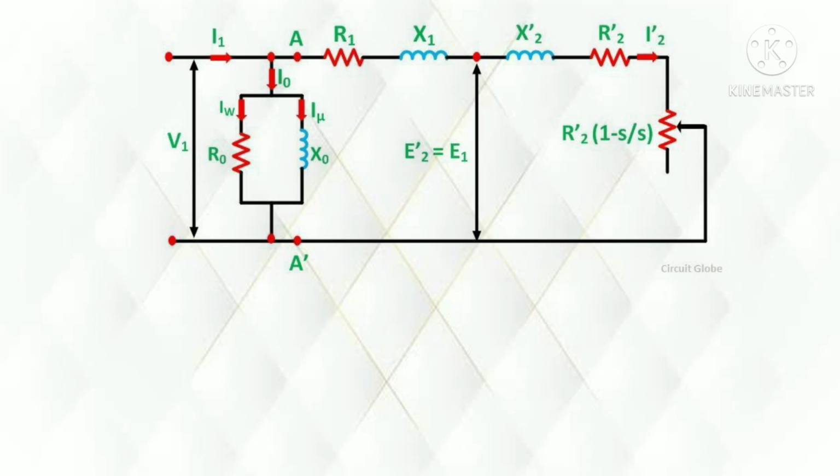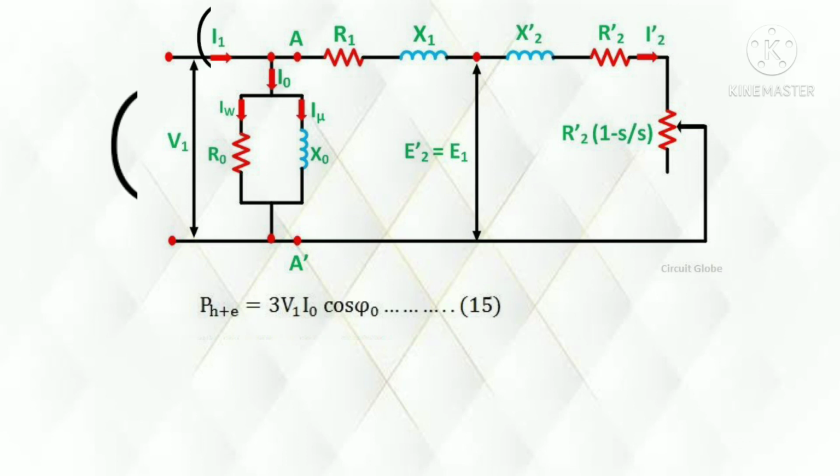Now this core loss is given by 3V1 I naught cos phi naught. This 3 is coming for three phase. We are considering a single phase; if we have to calculate for all three, we have to multiply by 3. V1 is the voltage across the magnetizing component, and I naught is the no load current flowing through the magnetizing component. Cos phi naught is the power factor of the no load current.